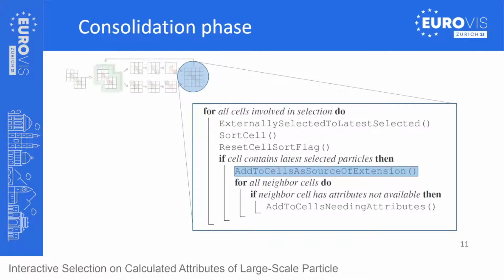In this case, we check all neighboring cells for missing attributes using our defined needs attribute flag and populate the work buffer with those cells for the next preparation phase. As soon as we don't have any source cells for our region growing left, the work buffer will remain empty and the loop within the main workflow stops.